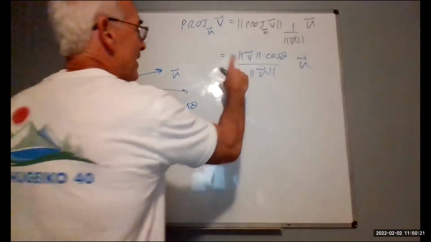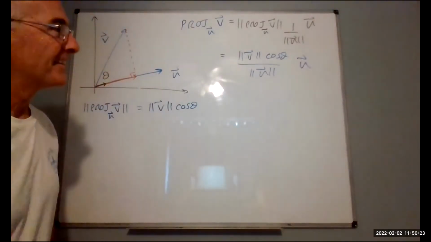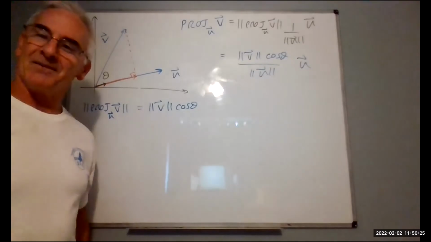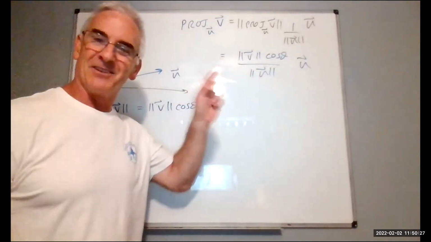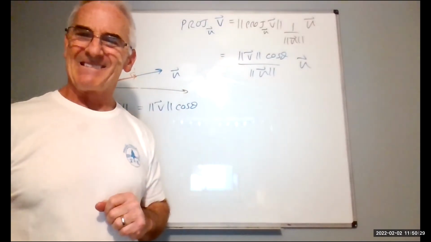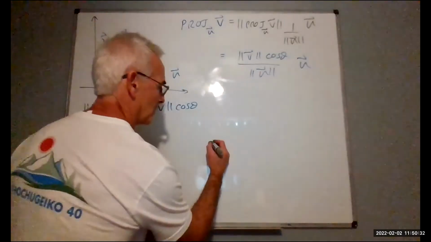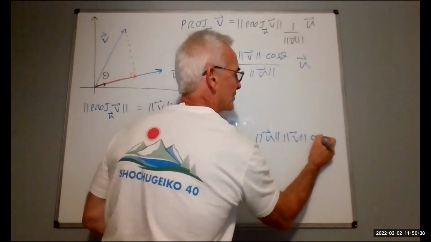Boy, that numerator, that almost kind of looks like what? What does it almost look like? Anybody? The numerator? Or what is U dot V? Dot product. It almost looks like the dot product.